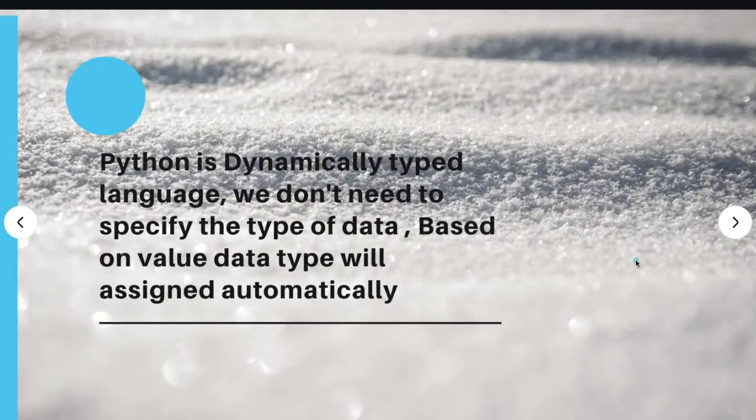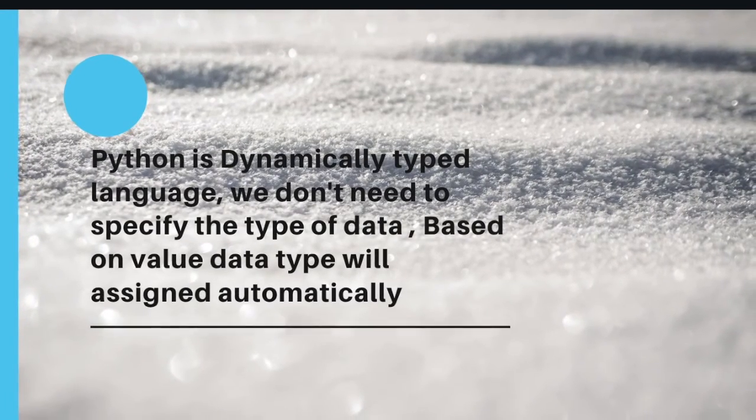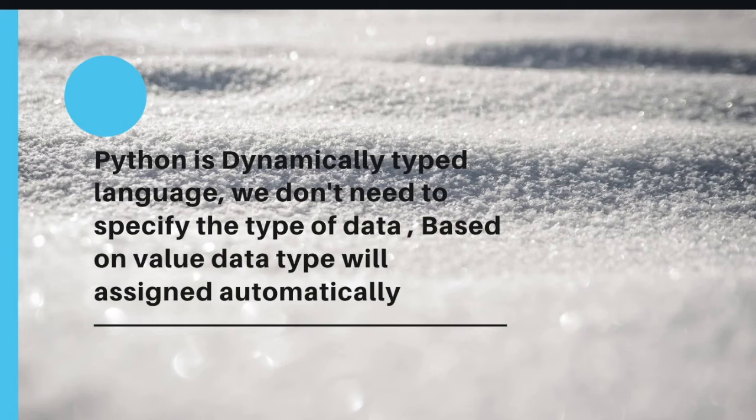So here, Python is a dynamically typed language. We don't need to specify the type of data. Based on the value, the data type will be assigned automatically. So Python is a dynamically typed language. What does that mean? I will explain with the help of an example. Here in the next line you can see it is mentioned that we don't need to specify the data type. So that means in Python we are not going to write like int a equal to something. We don't need to specify the data type of any variable. According to the value of that variable, it will assign the data type.